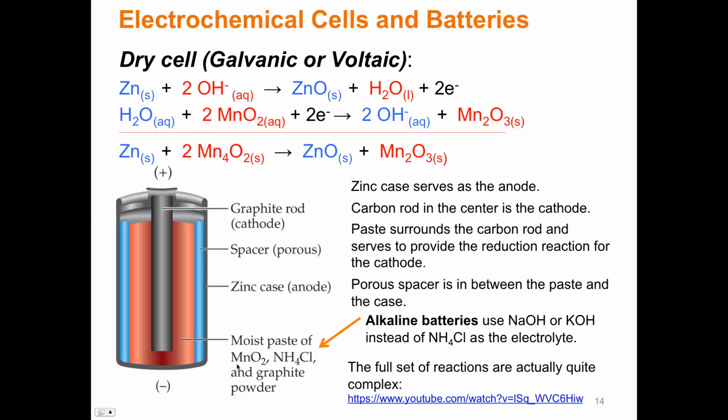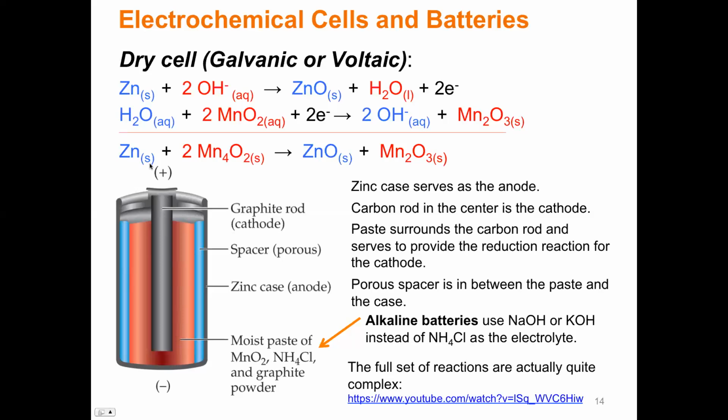has a mixture of manganese oxide, okay, and you've got your electrolyte, all right? So very often the electrolyte is ammonium chloride, or in an alkaline battery, that ammonium chloride is replaced with either sodium hydroxide or potassium hydroxide, and they're basic, all right? So these are basic, that's why it's called an alkaline battery, all right? And then you also have some graphite powder in here, all right? So this whole thing is this dry cell.